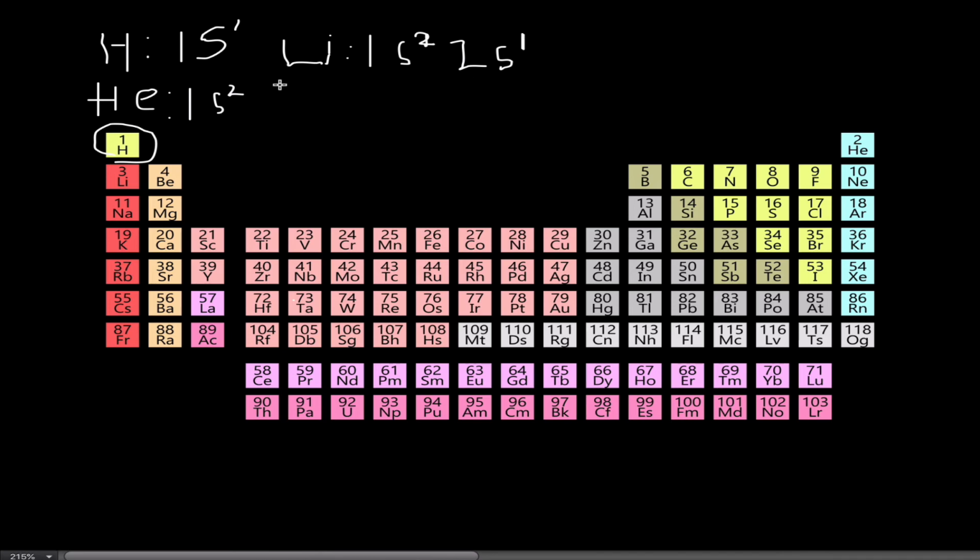And then let's do beryllium, Be. Beryllium is going to be 1s2, 2s1. No, actually it's going to be 2s2, because there are 2 electrons in that shell.